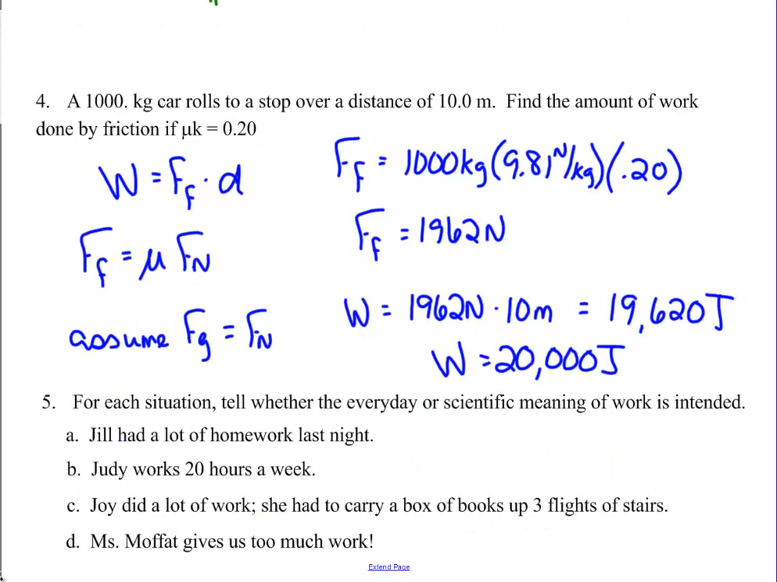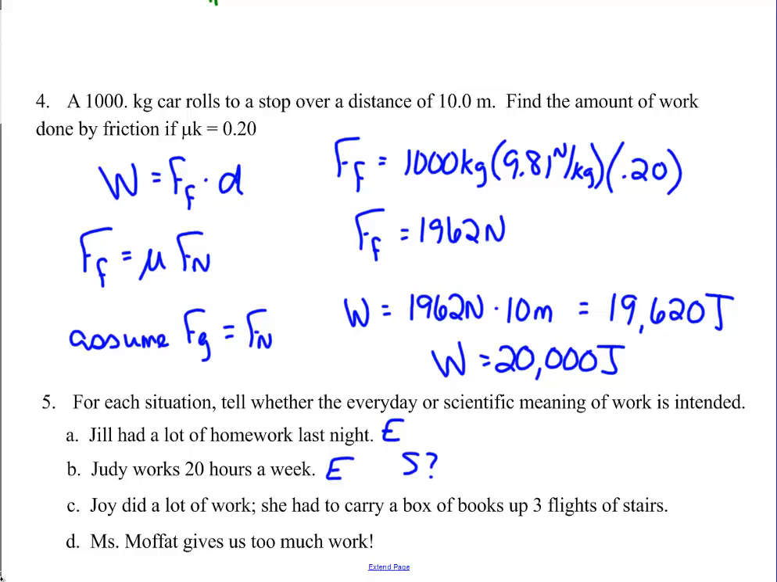All right, let's look at number 5. We've got a couple of situations here. We're supposed to tell whether the everyday or scientific meaning of work is intended. So Jill had a lot of homework last night. Is that scientific work or everyday? Hopefully you said everyday. Judy works 20 hours a week. Is that everyday? Yes. Could it be scientific? Maybe. It depends what Judy is doing when she does her 20 hours of work. Maybe she's pushing things. Maybe she's lifting things. Maybe she's dragging things. So unclear.